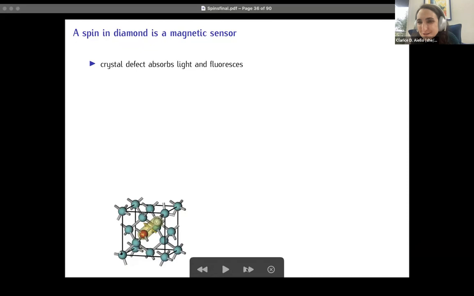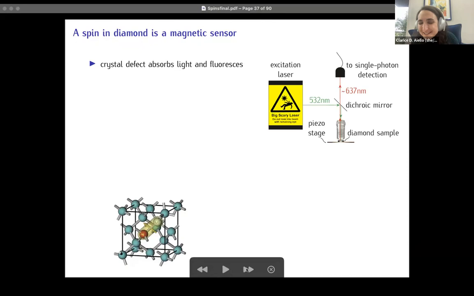The way that we can track those in the lab is the following. We can put a diamond slab on top of a moving stage, and then we move this slab of diamond around at the same time that we shine light onto it. Once the laser hits one of those defects, it's a color center, so it absorbs light and then fluoresces light back that we can then detect. This is what it looks like at increasing zooms.